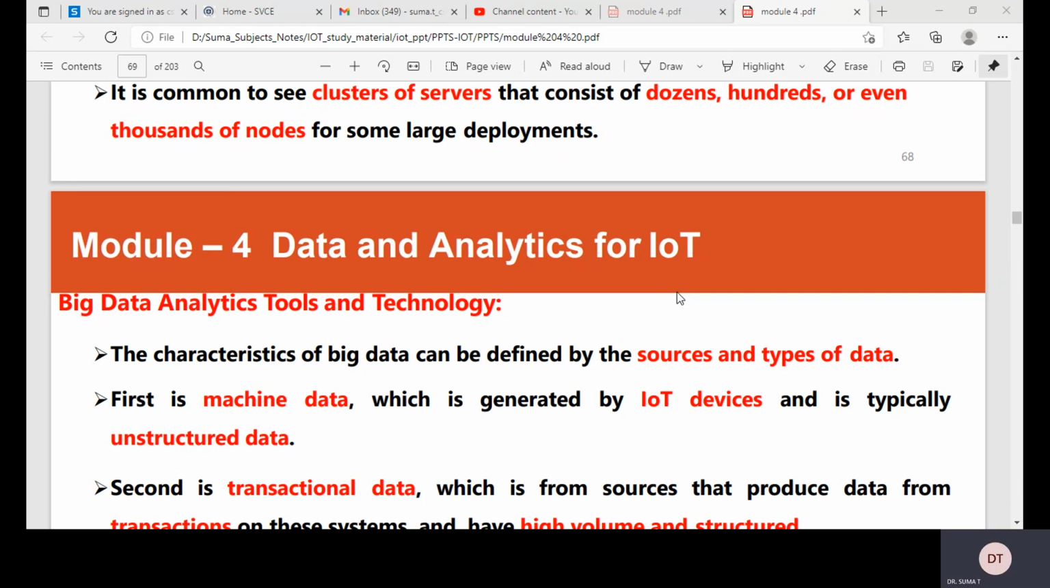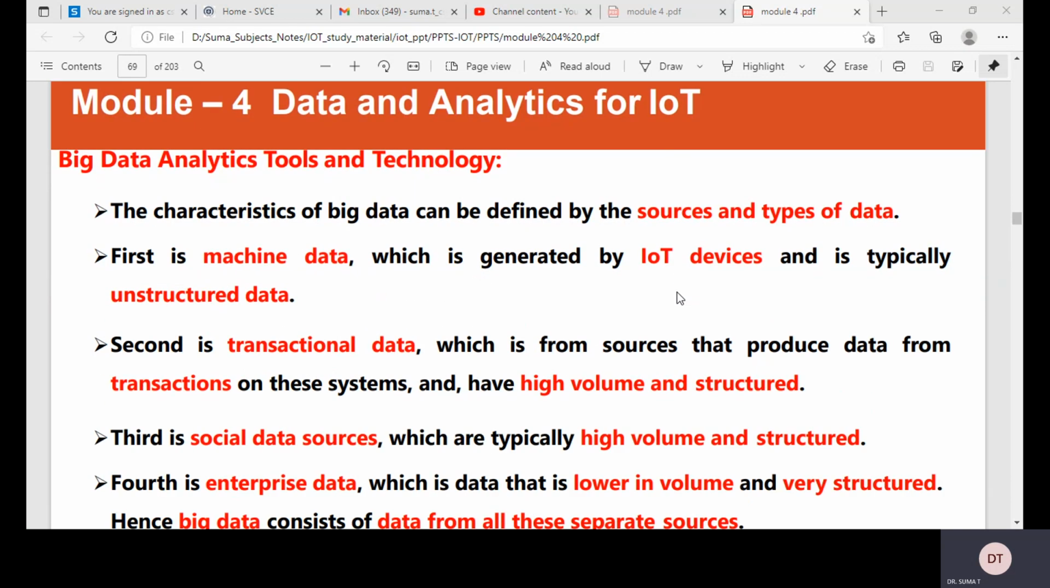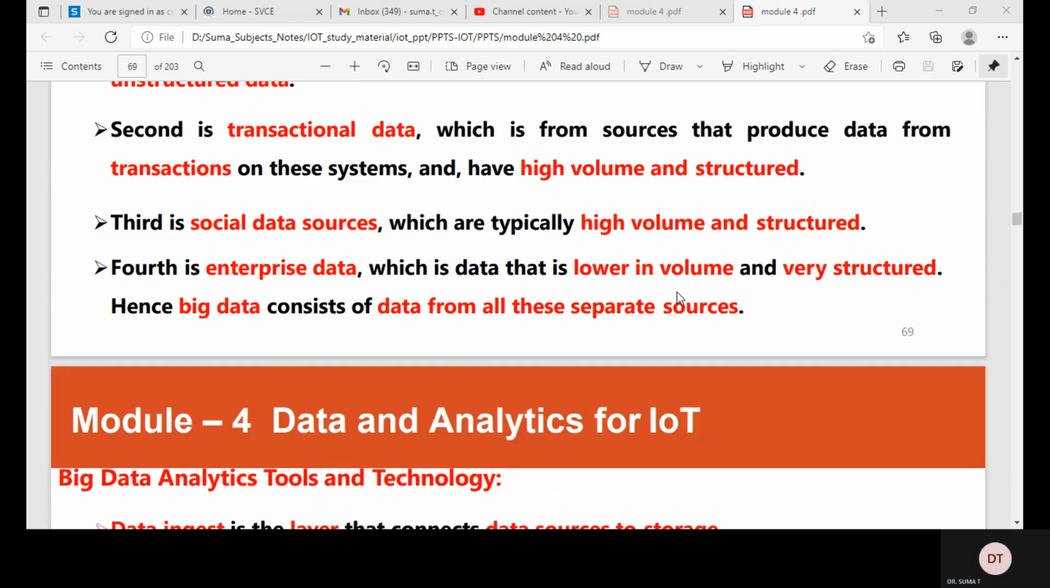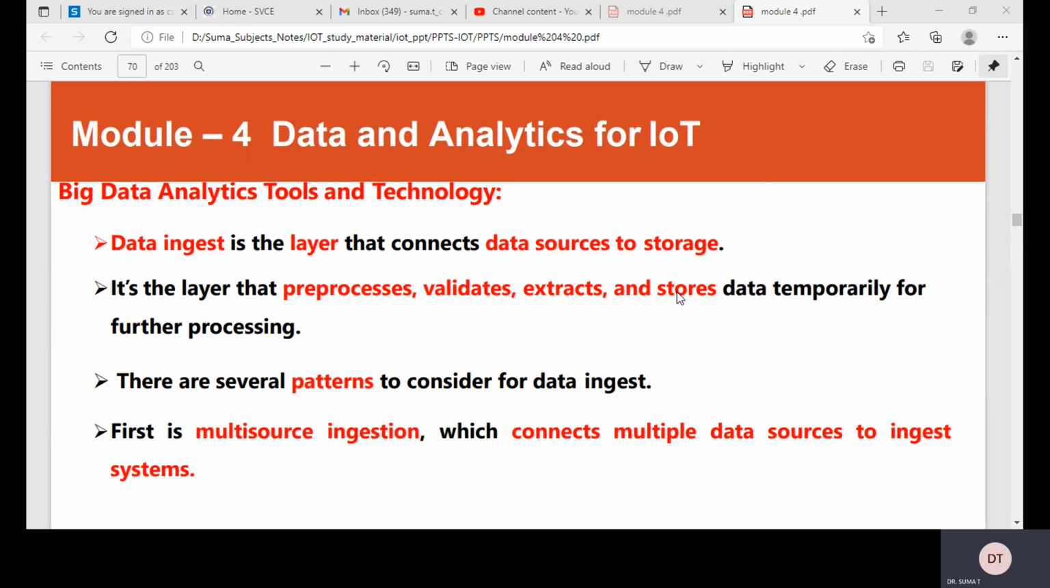So the characteristics of big data are defined by the sources and types of data. IoT devices typically produce unstructured data, transactional data is high volume structured data, social data sources are high volume, and enterprise data is lower in volume and very structured. Hence, data ingest is the layer that connects data sources to storage.